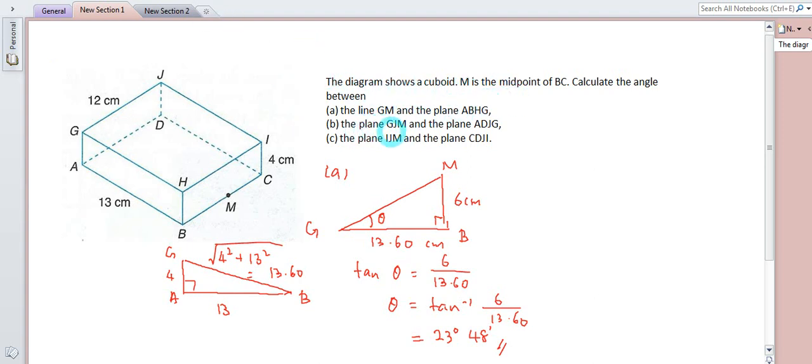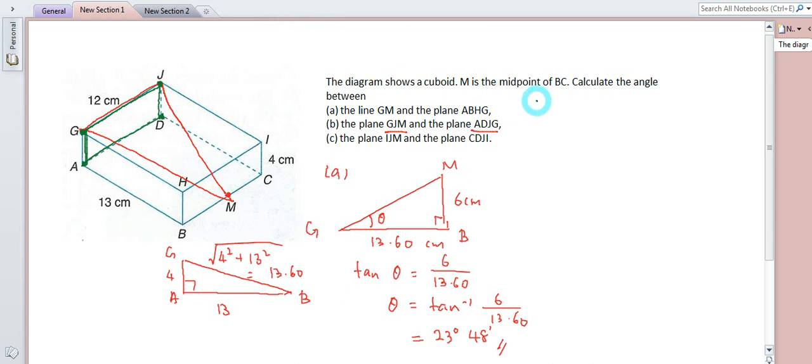We want to find the angle between the plane GJM and ADJG. Here is G, J is over here, GJM. Let me draw the plane first, then you can see it clearer. This is GJM and the plane ADJG. This is another plane mentioned by the question. From here actually you know that GJ is the line of intersection between these two planes, right?